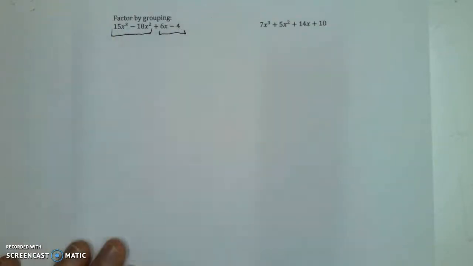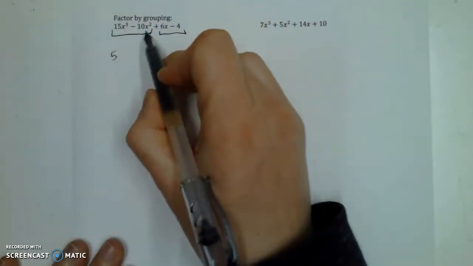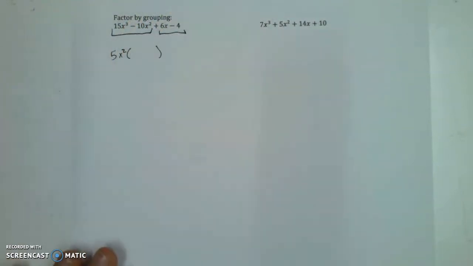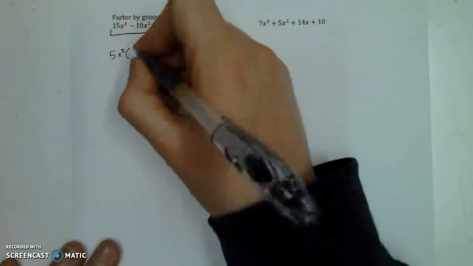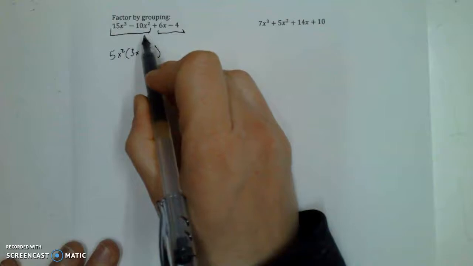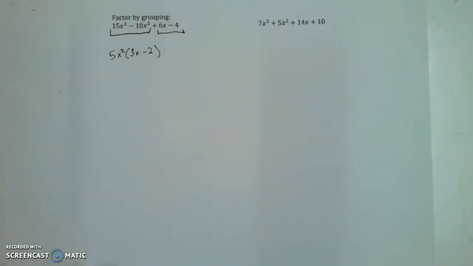So looking at those first 2 terms, what, if anything, do they have in common? Well, 15 and 10 have a 5 in common, and x cubed and x squared have an x squared in common. So I'm going to factor out that 5x squared, and then, again, just looking at those first 2 terms, what's left over? So 5x squared times what is 15x squared? That'd be 3x. And then 5x squared times what is negative 10x squared? That'd be a negative 2. All right, so those are my first 2 terms. Let's leave it for the moment.